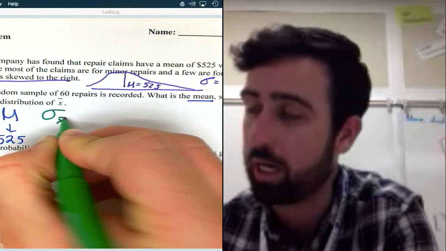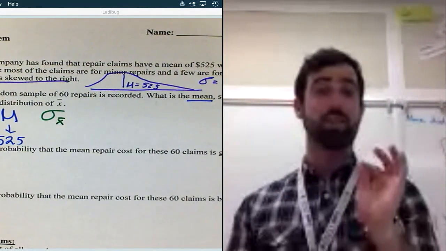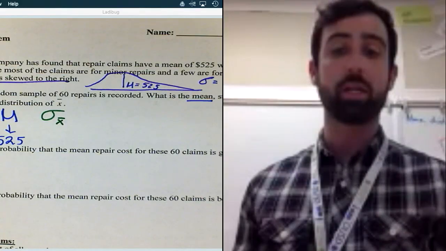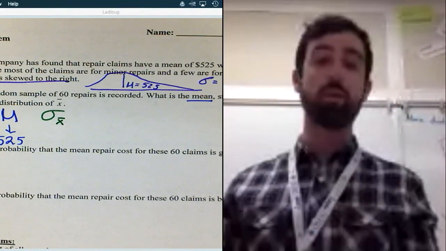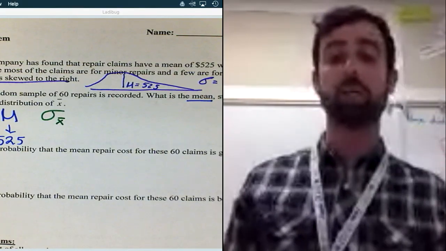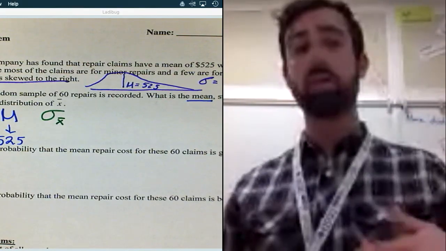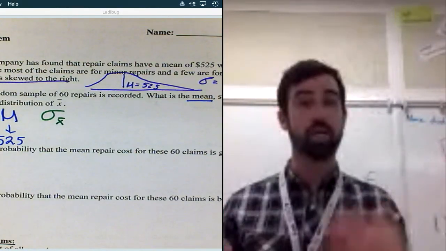Now our standard deviation for our sampling distribution, again, the notation is important on the AP exam. If you're not writing the correct notation, they're going to dock you. And it could be the difference between an E and a P, which could be the difference between a 3 and a 4, or a 3 and a 2.